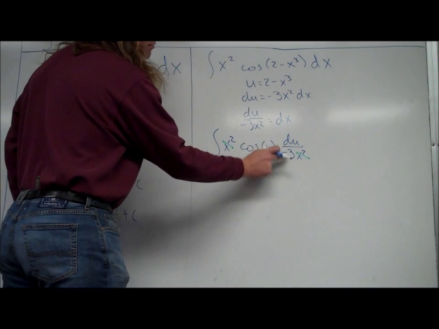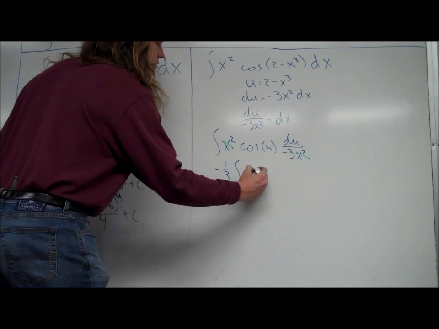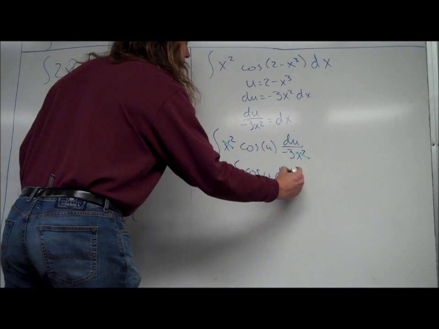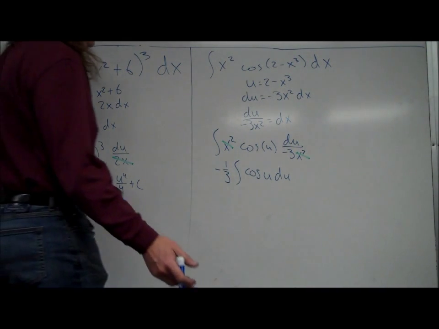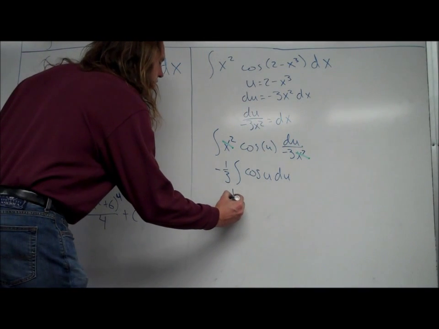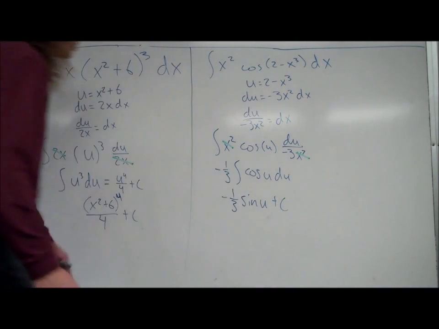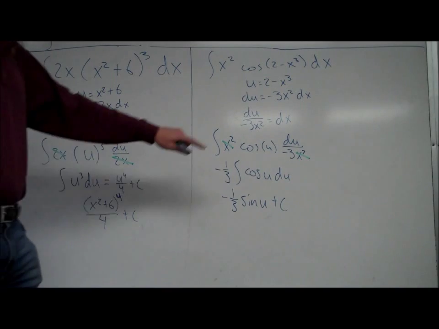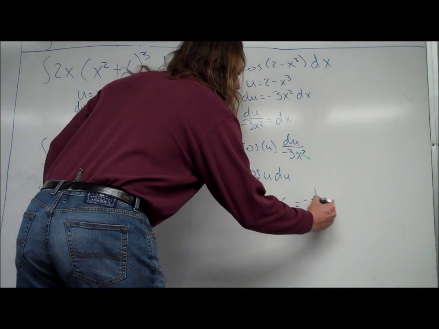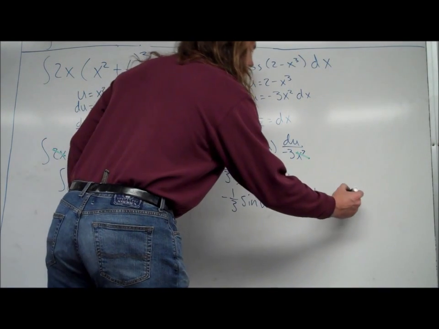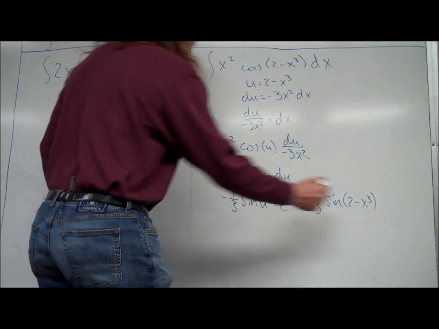I like to take that negative 3, which is on the bottom, and bring it outside of the integral as a negative 1/3. You can leave it in the integral if you want, it's up to you. So here we have the antiderivative of cosine is just sine. So it's going to be negative 1/3 sine of u plus c. And just like we did over here, we're going to have to finish up by plugging our u back in. So it's going to be negative 1/3 sine of 2 minus x cubed, plus c.